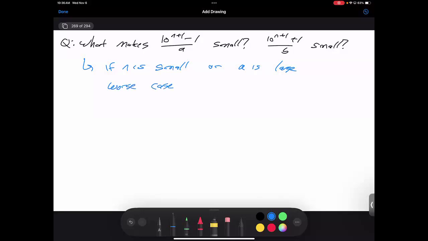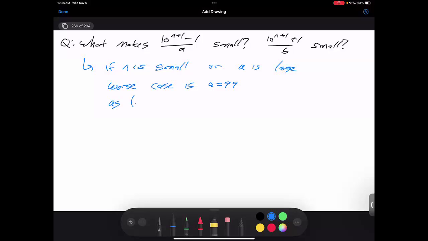So worst case is a equals 99. If n is 3, then you would have 10 to the 4th minus 1. All right, well, 10 to the 4th minus 1 is clearly going to be much larger than 99. So if you take n equals 3, you're fine. What if you take n equals 2? 1,000 minus 1 is 999. Yeah, when you divide that by 99, it's still going to be greater than 2. What if you take n equals 1? Then you would get 99 over 99, which is 1.